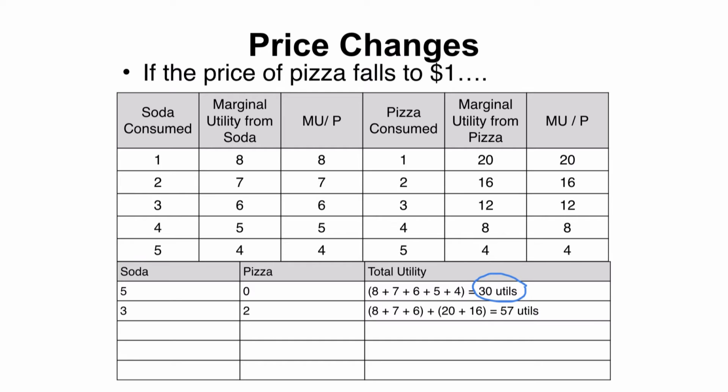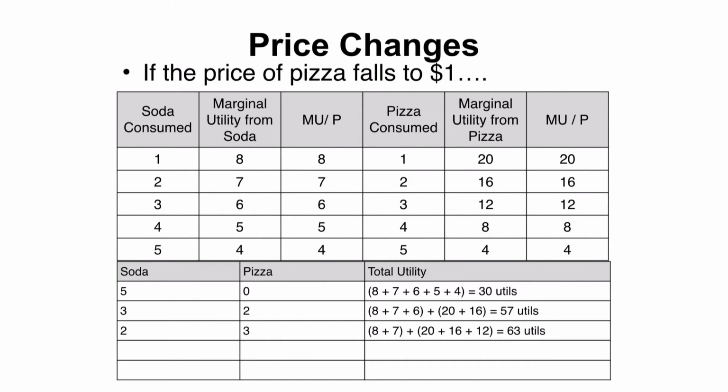But now, if we want to combine or spend our budget on both pizza and soda, we can spend $3 on soda and $2 on pizza. That's going to give us 3 cans of soda and 2 slices of pizza, yielding 57 utiles, because we're adding up marginal utility from 3 cans of soda, 8, 7, and 6, plus the marginal utility from 2 slices of pizza, 20 and 16, 57 utiles.